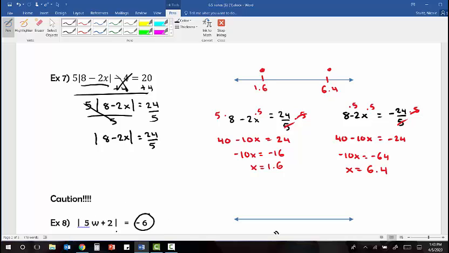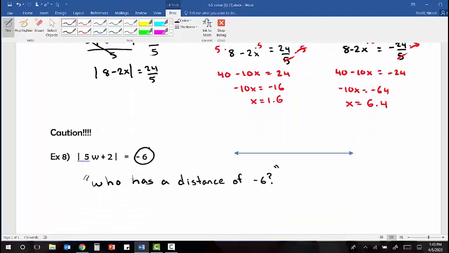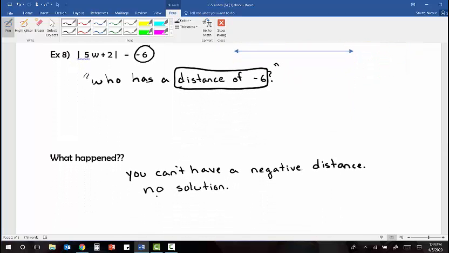So if I were to ask you to write this in words instead of solving it, basically I am asking you, who has a distance of -6? This doesn't make logical sense. You can't have a negative distance. You can move to the left, you can move to the right, but either way, it's always positive distance. So when you get a trick question like this, you actually just write no solution.